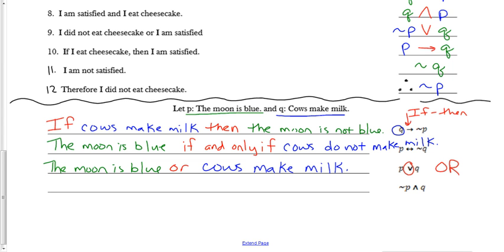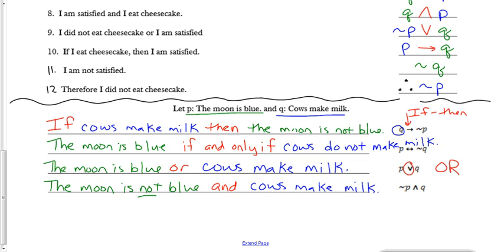What I'd like you to do right now is try the next one. Please pause the video now and do that last one on that page. So the last one is the moon is not blue and cows make milk.